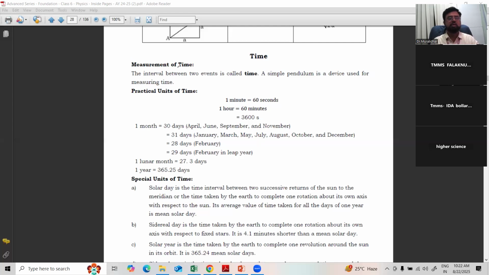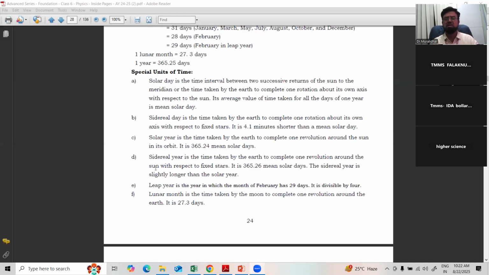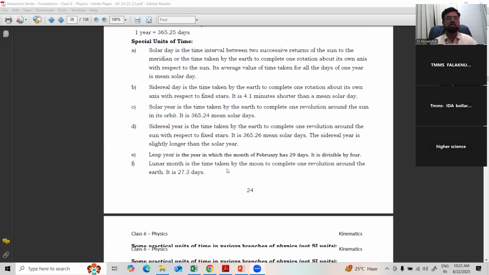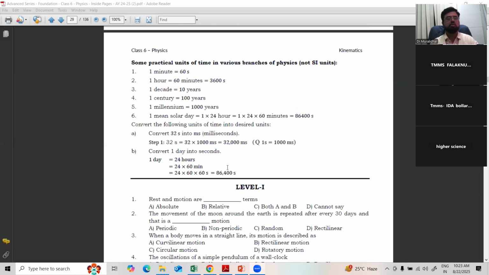Okay. So this is completely about time, and there are many special units of time. Not only seconds, hours, months, weeks, years, decades, centuries. There are also the solar day, mean solar day, leap year, lunar month. All this comes under the units of time only. See, special units of time. You can check all these things.